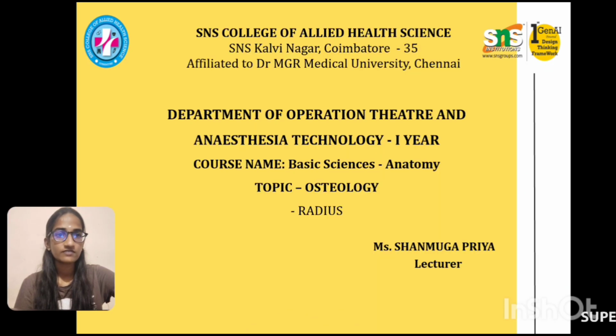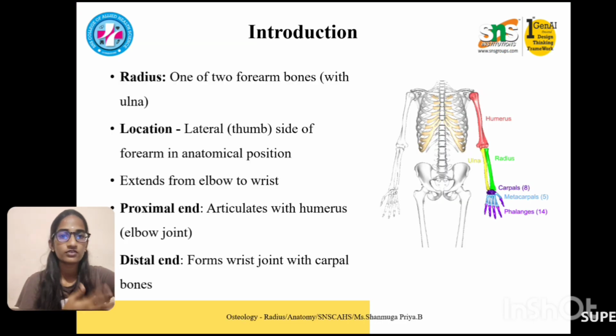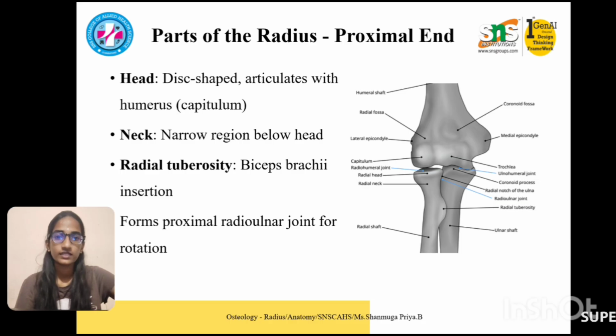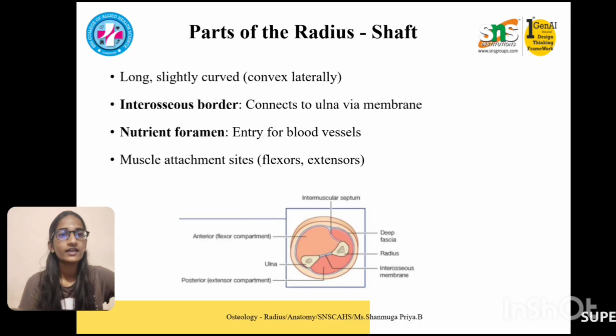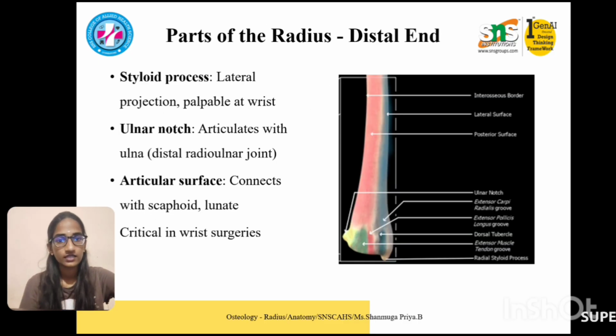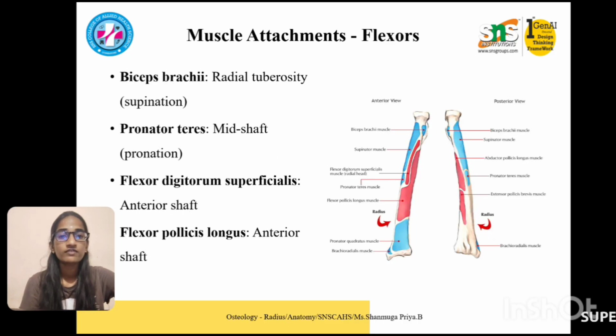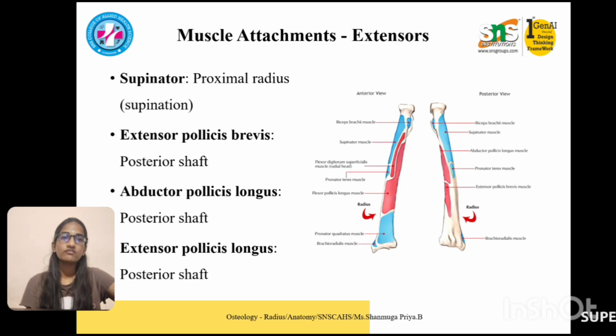In the previous class, we have already seen the radius anatomy, which includes the introduction portion where we told about its location and its two ends. Then we came to the parts of radius. We have seen the proximal end, shaft and distal end and their parts, and also the muscle attachments in the flexor as well as the extensor. In this session, we will be continuing with the muscle attachments.